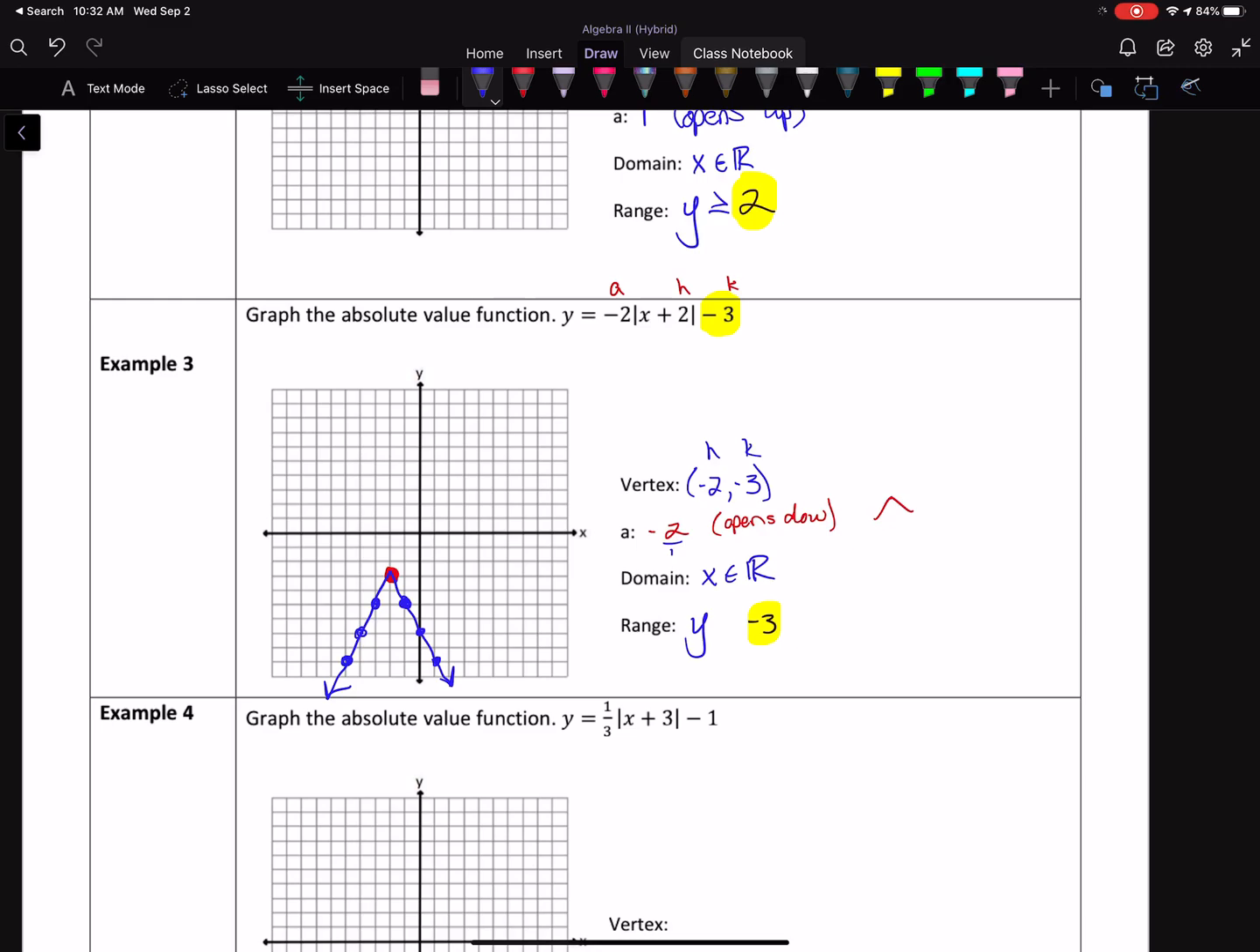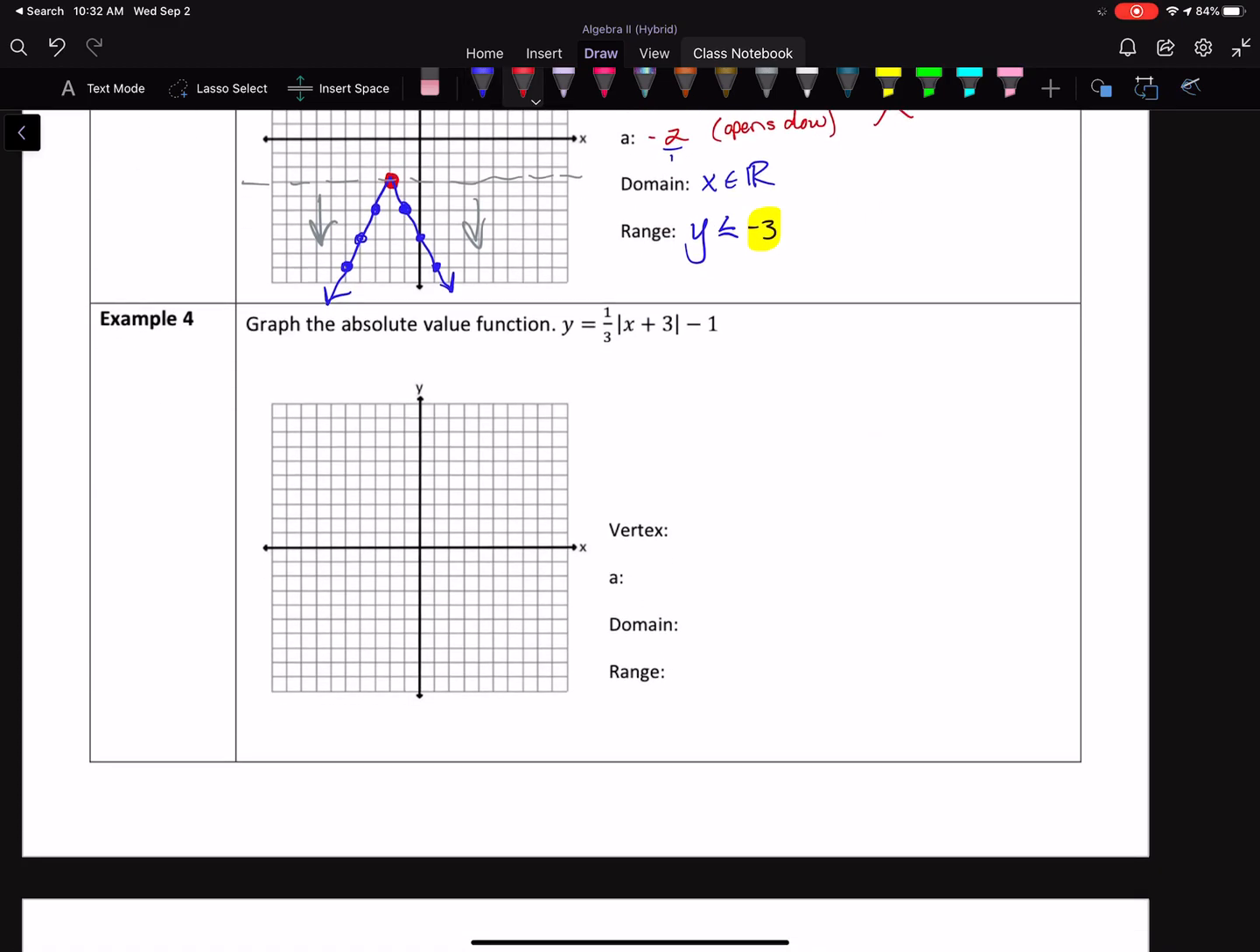So looking at that graph, can you tell me if the range is going to be above or below -3? Well, here's that -3. And hopefully you can see that everything is below it. So then we want to say that y is less than or equal to -3.